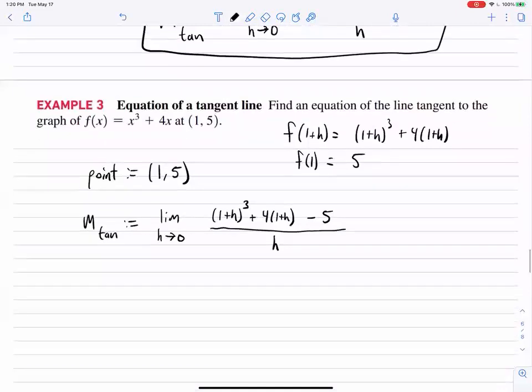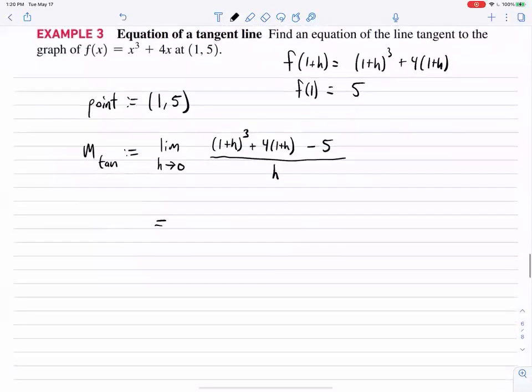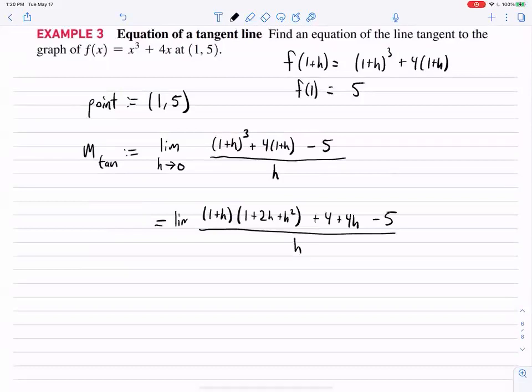And so I want to take the limit as h goes to 0. And you'll notice if you just try and plug in h equals 0, that will become 5 minus 5 over 0, and you get 0 over 0. So we need to do something a little bit more. We need to do some algebra. So we need to FOIL this out. I'll do 1 plus h times 1 plus h squared, which is 1 plus 2h plus h squared, if you take those two, and then plus 4h minus 5 all over h, and it's the limit as h approaches 0. Don't want to forget that limit.